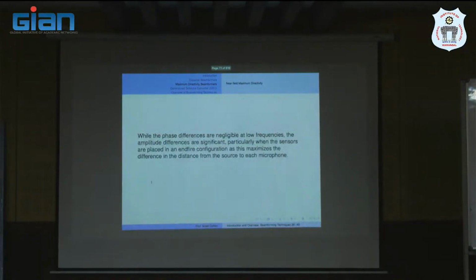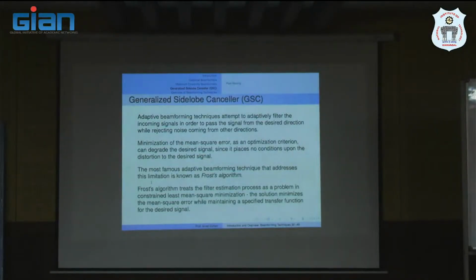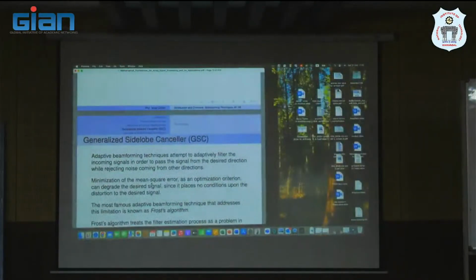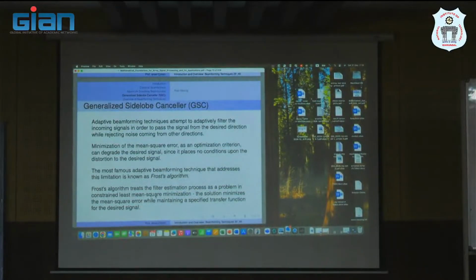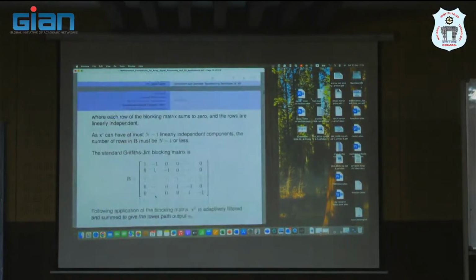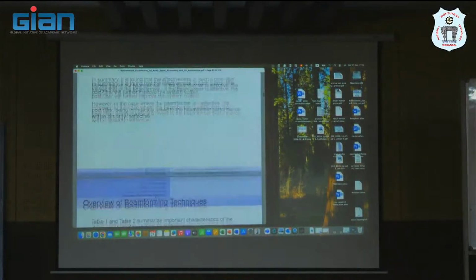Okay, so you see it's the same. You just need to change. You understand it. Okay, so we can skip that. I told you, generalized sidelobe canceller or adaptive beamformer. We will talk about it when we talk about adaptive beamforming.